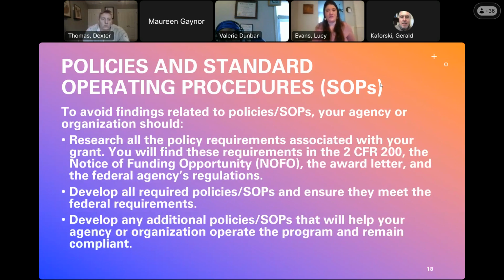To avoid findings related to policies and standard operating procedures, your agency or organization should research all policy requirements associated with your grant. You'll find these requirements in the 2 CFR 200, the Notice of Funding Opportunity, the award letter, and the federal agency's regulations. Develop all required policies and standard operating procedures and ensure they meet the federal requirements. Develop any additional policies and standard operating procedures that will help your agency or organization operate the program and remain compliant.